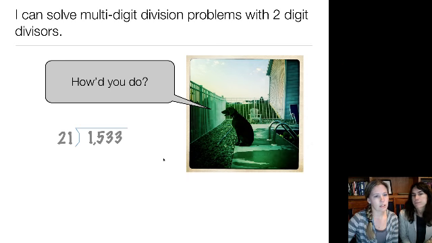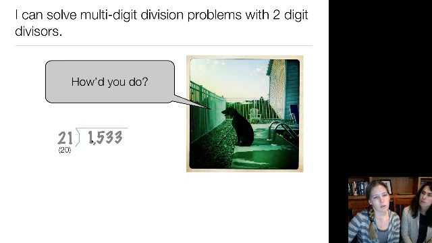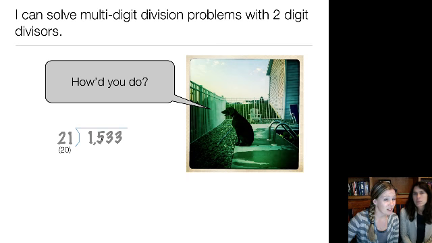Okay, so let's see how you did. The first thing I'm going to do is round my divisor. 21 is closer to 20 than it is to 30, so I'm going to round it down to 20. Now I need to think, how many times does 20 go into... Since I'm going to do digit by digit, I'm going to start by looking at these numbers. 153 is kind of like 150, or 2 into 15. There's lots of ways you can mentally think about this. And I end up with 7.